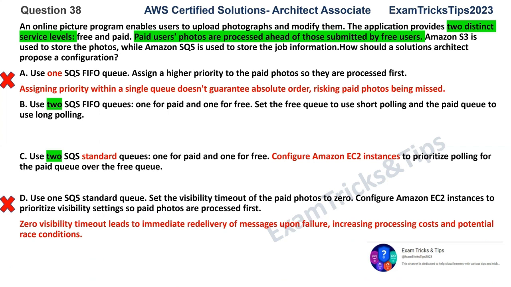Now we're left with two options that use two queues. Option B uses two queues. Option C uses two queues. But if you see, in option C, they are both standard queues, and then it says let's use an Amazon EC2 instance to prioritize polling. That's not going to work. Standard queues do not guarantee order, and relying on EC2 for polling is unreliable. This solution is not going to work.